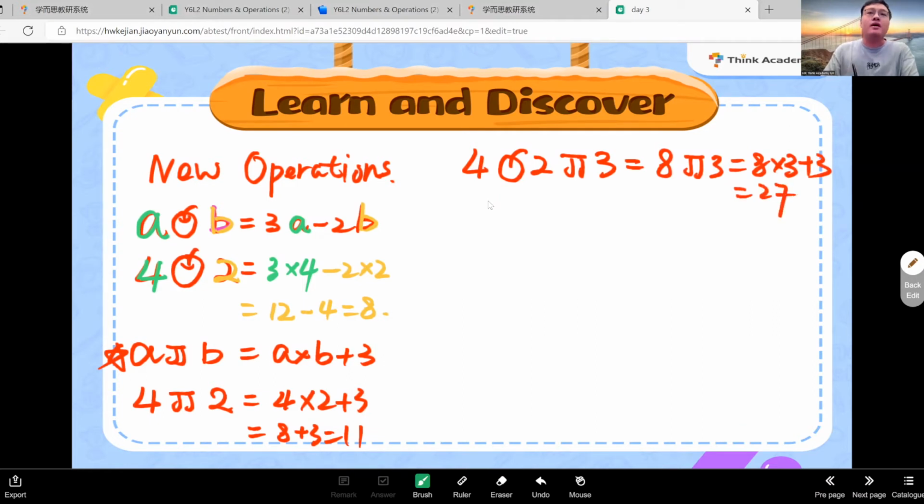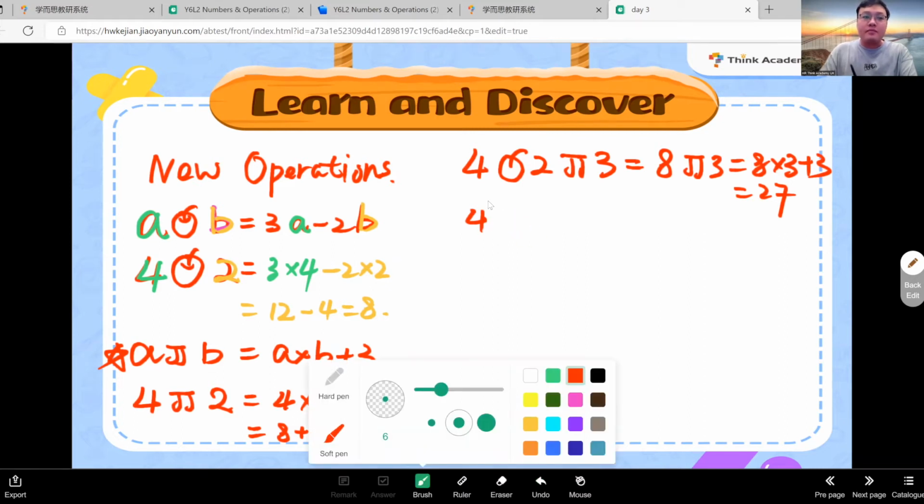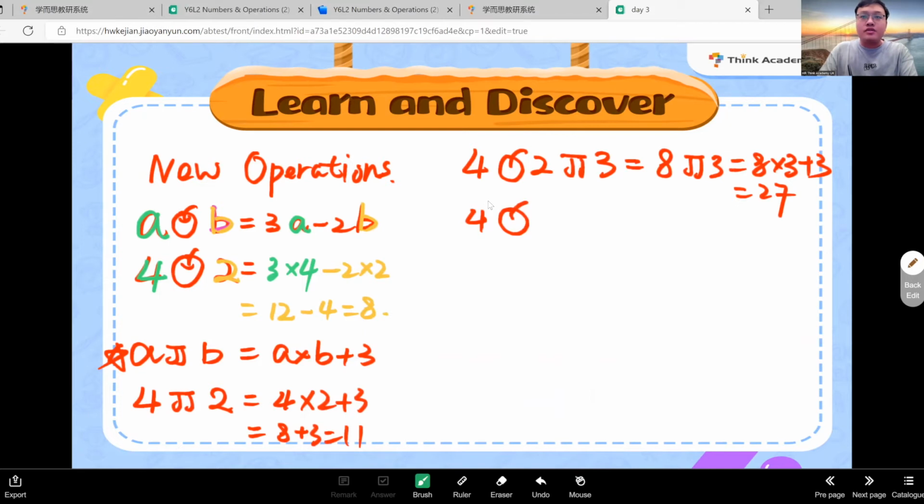But everyone, what about this? 4 apple 2, and this time I'm going to put this 2 banana 3 in a bracket. Do you think we're going to get the same answer?